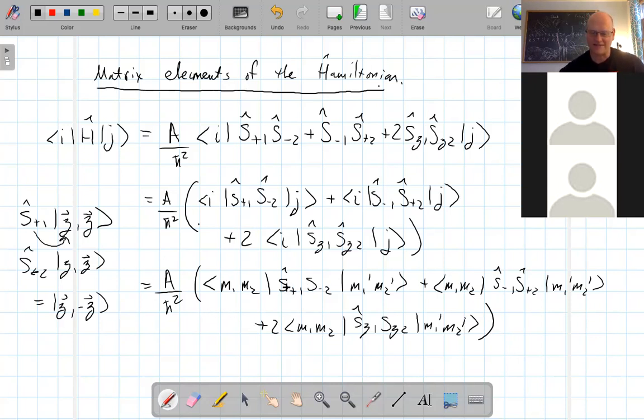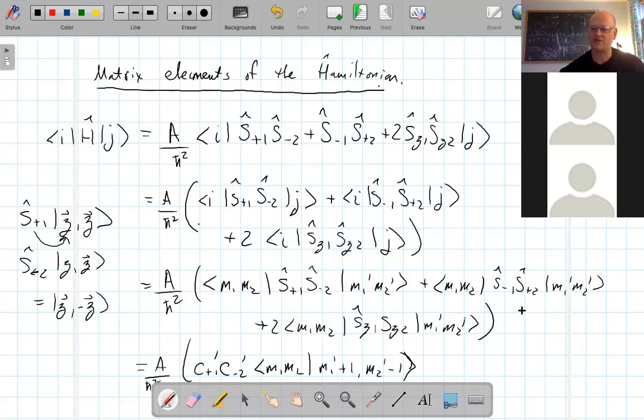Good. Now again, this portion is going to act on this portion, which is going to raise it by 1. This is going to act onto this portion, which is then going to lower it by 1. So if I write this out, I'm getting an A over H bar squared times some component here. This is going to be a C plus 1 component, and then I'm going to get a C minus 2 component. We call those primes because they're acting on the prime portion. And then I'm going to get the inner product of M1, M2 with M1 prime plus 1 with M2 prime minus 1. So that's the inner product from this one.